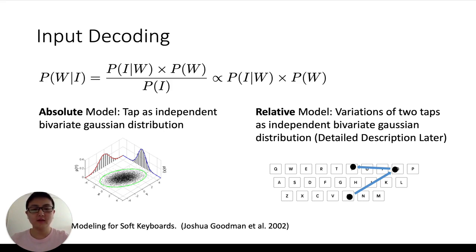Just like the equation here, I refers to touch information, W is a word in the library. In practice, researchers have derived two variations of the equation, the absolute model and the relative model. The absolute model treats each tap as independent by a varied Gaussian distribution, so P(I|W) can be calculated in both x and y dimensions. The relative model, however, considers variations of two taps as independent by a varied Gaussian distribution.